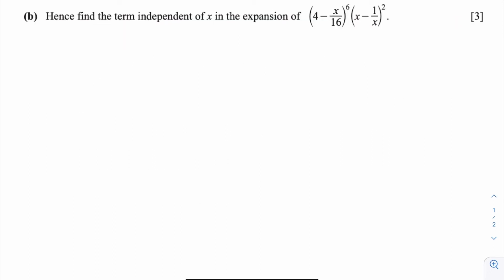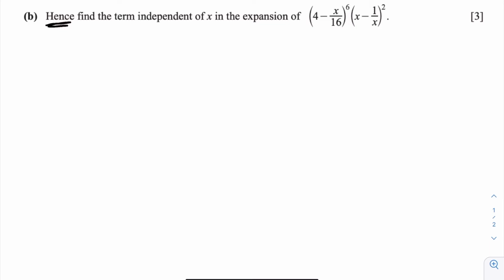Okay, so this is part B of the original question that we had. It reads, hence find the term independent of x in the expansion of (4 minus x over 16) all to the power of 6 times (x minus 1 over x) squared. So we need to first identify a few keywords and understand what they mean. So hence, this word means that we have to use our answer to part A to help us in this question. We just can't use our own method. So we have to know how part A is related, and we'll get to that soon.